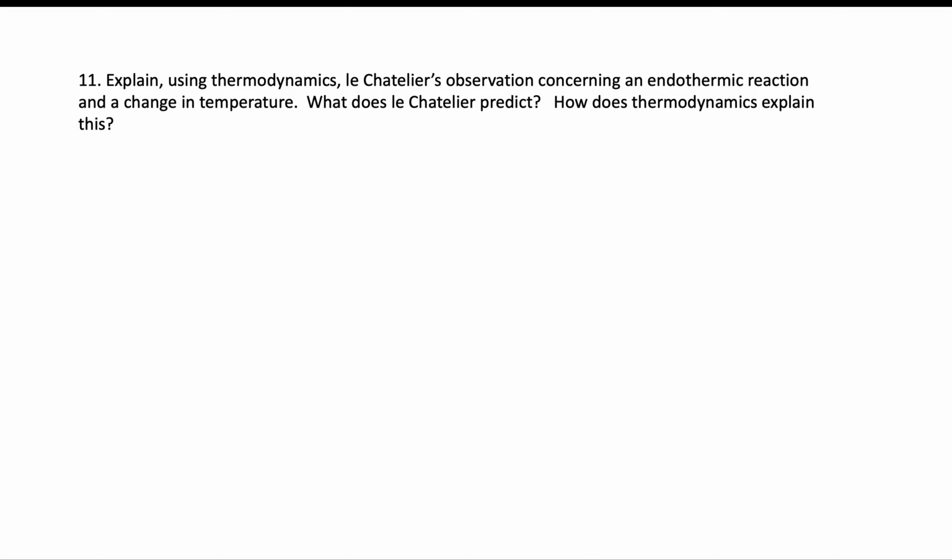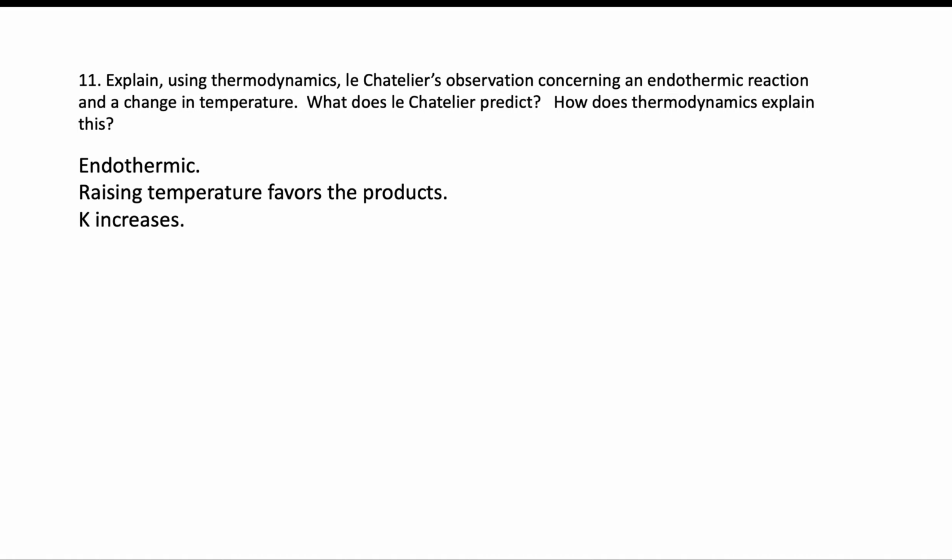Another Le Chatelier one, this observation concerning an endothermic reaction and a change in temperature. What would Le Chatelier predict, and how does thermodynamics play a role? So Le Chatelier would say if it's an endothermic process, raising the temperature is going to favor the products. This is leading to a change in the equilibrium constant, a change in the K value. You make the change, Q and K are no longer equal, so we see a shifting that then takes place.